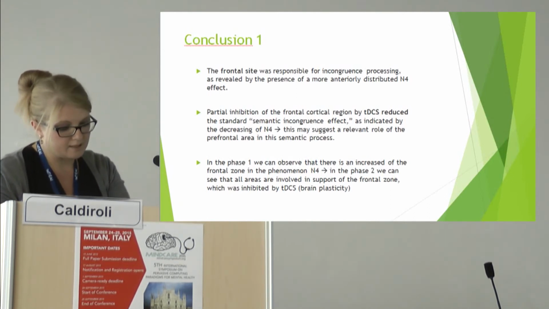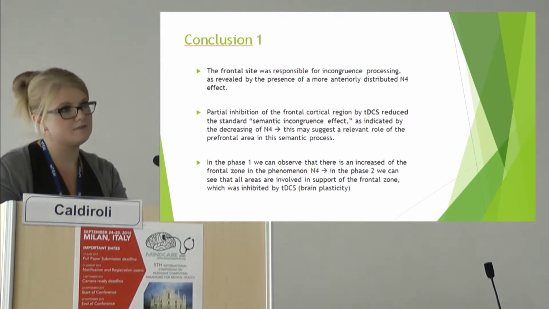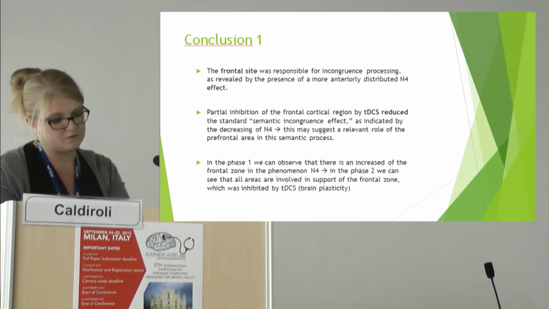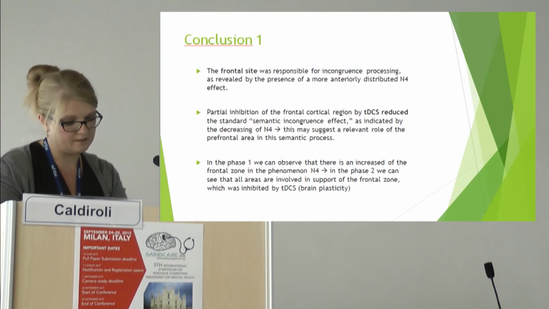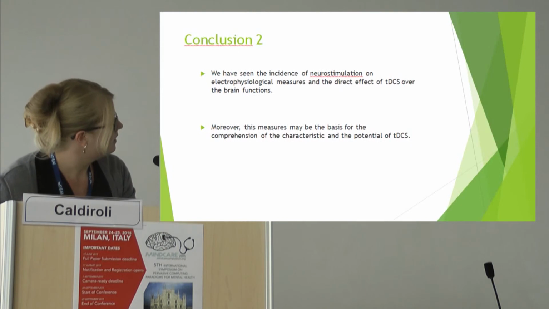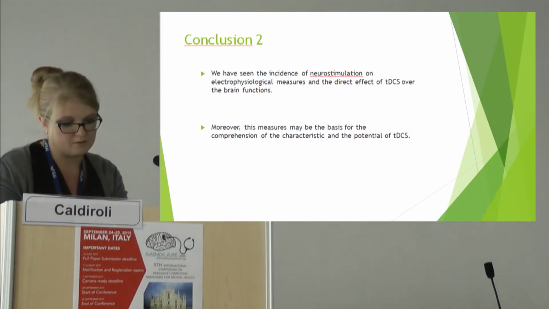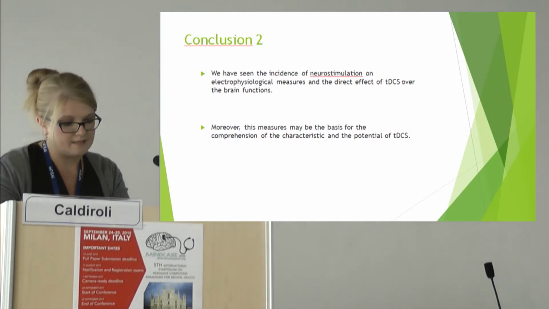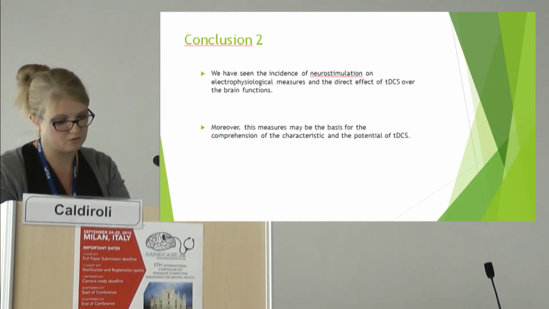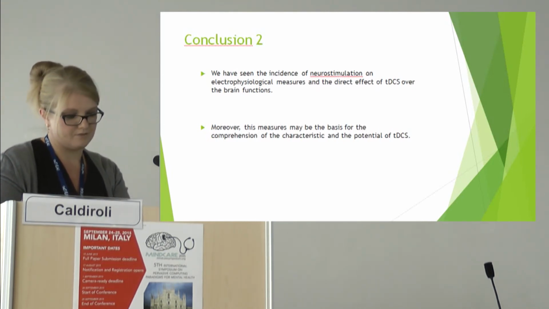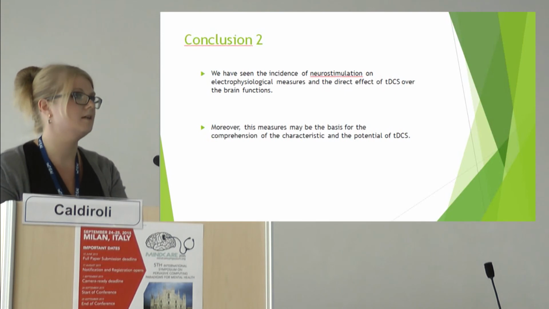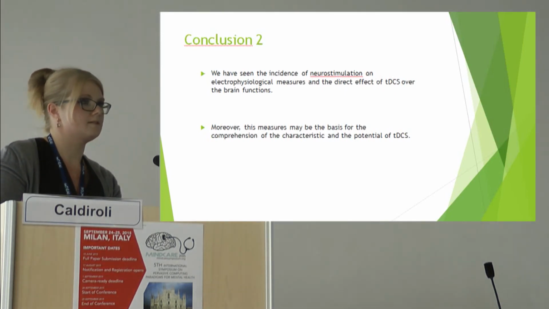In phase 1, the phenomenon is stronger than in phase 2, and we can see that in phase 2, all the areas are involved in support of the frontal zone, like a brain plasticity, like a support of the other areas. And we can see also that neurostimulation influences the electrophysiological measure, and direct current stimulation has some effect on brain function. This measure may be basic for the comprehension of the characteristics and the potential of the tDCS, as a non-invasive brain stimulation.